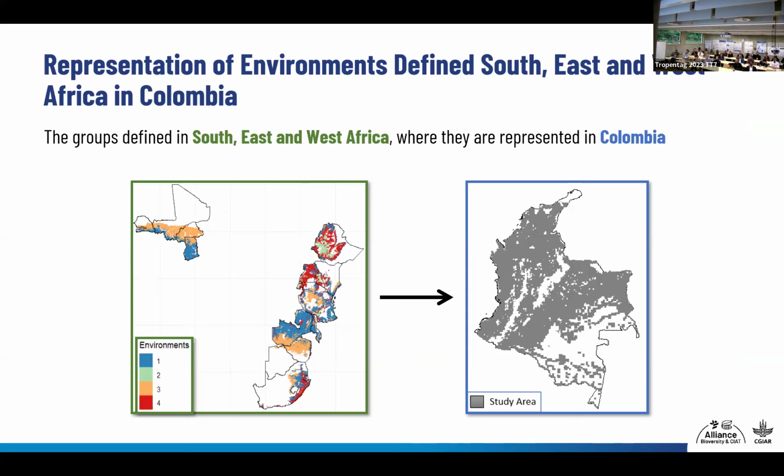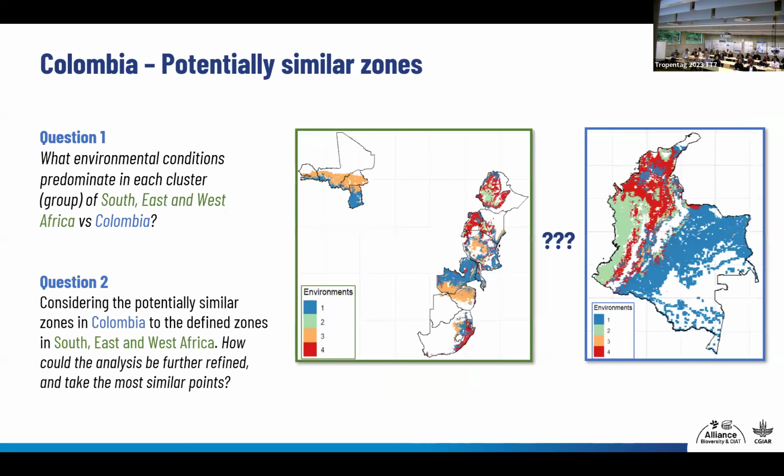After doing the analysis in the area of interest, we asked ourselves, where are these clusters or these 4 environments represented in the area where we are currently working in? And this is what we found for Colombia in comparison to East Africa. So after this, we made 2 other important questions, which were, what are the environmental conditions that predominate in each cluster in the area of interest and in Colombia? And how could the analysis be further refined?